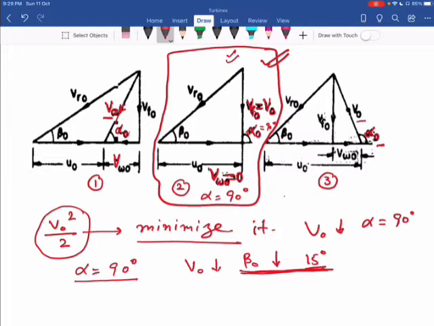Now further in this, you can see VWO is equal to 0. Okay. So this we also call the radial discharge of a turbine.